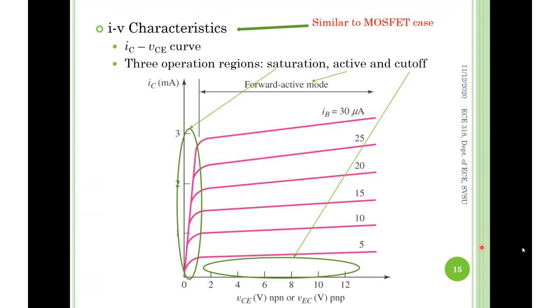This is the knowledge of the IV curve. And once again, it's VCE or VEC depending on NPN or PNP type. Here I'm emphasizing that IB determines the different curves, while VGS determines the different curves for MOSFET.